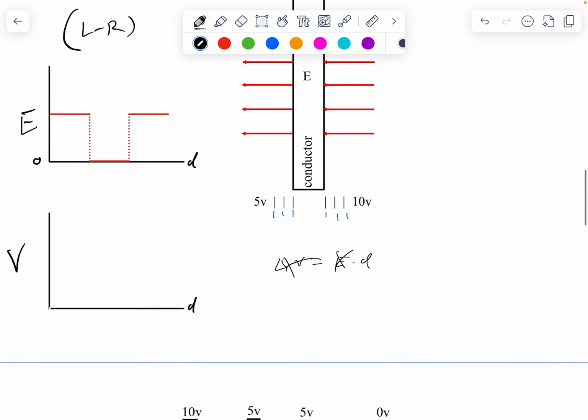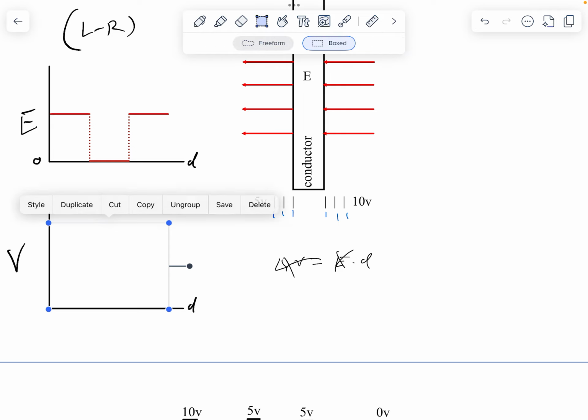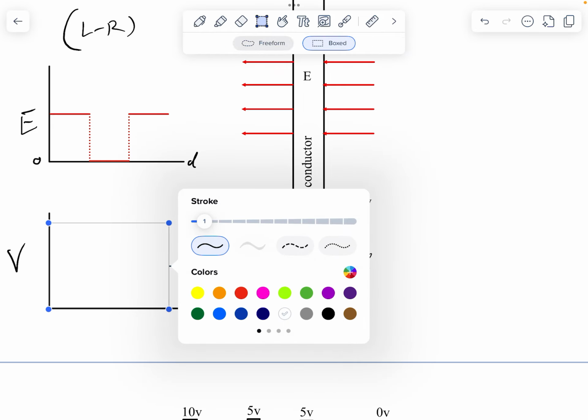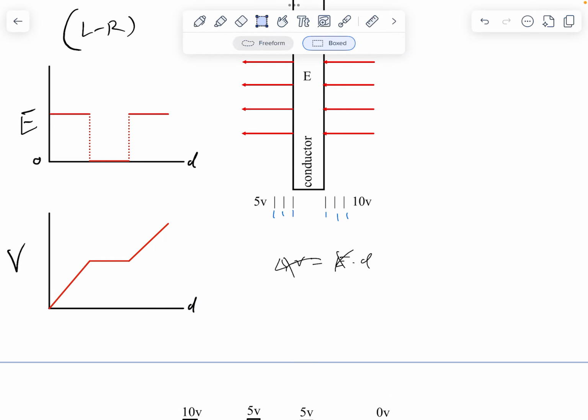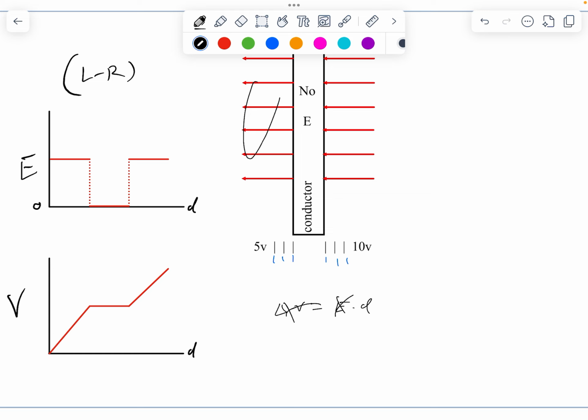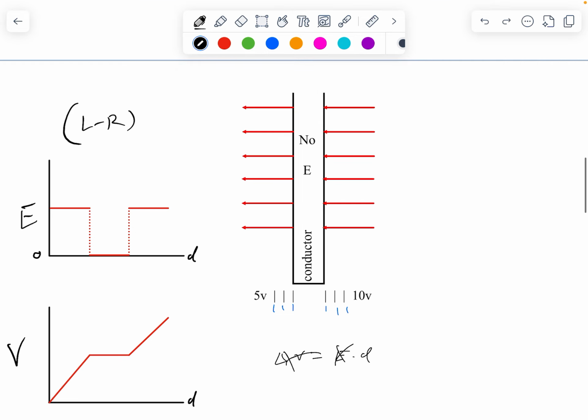So all that means is that the voltage is going to build up to some value. Again, we're going from left to right here. So the voltage builds up, then when we hit the conductor here, it remains constant. It plateaus. We get no delta V because there's no field in there. But then when we leave again, the voltage would continue to rise.